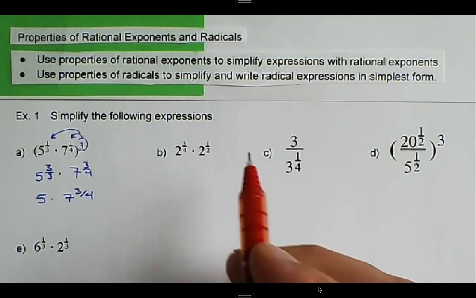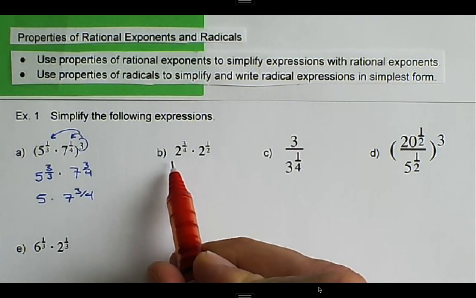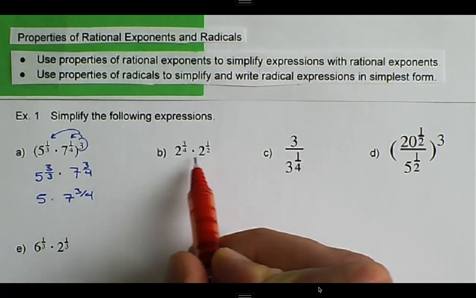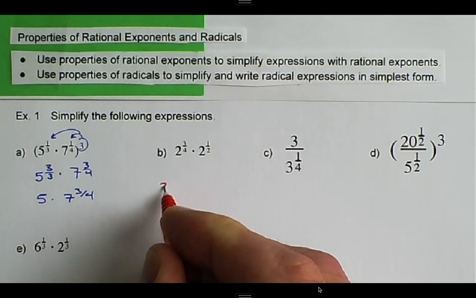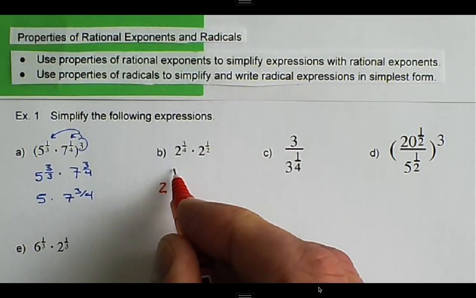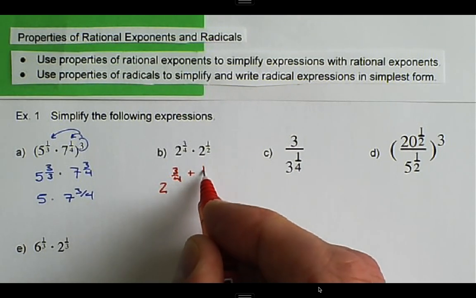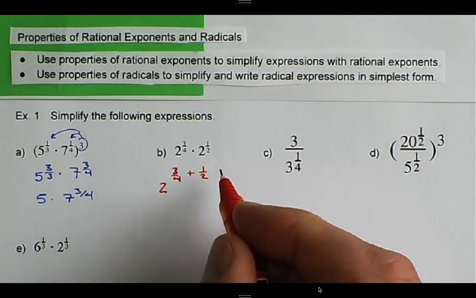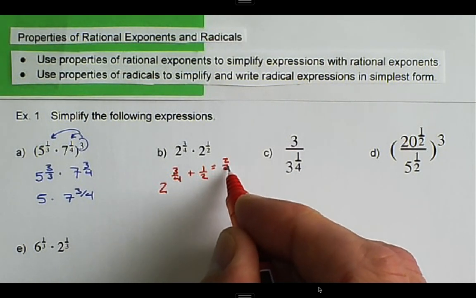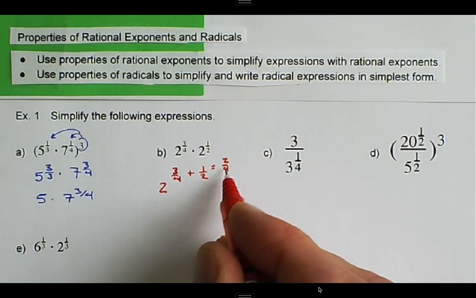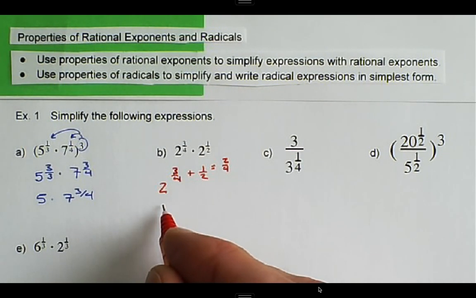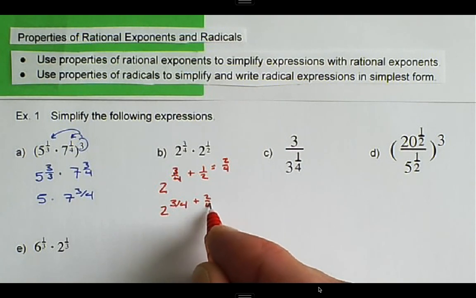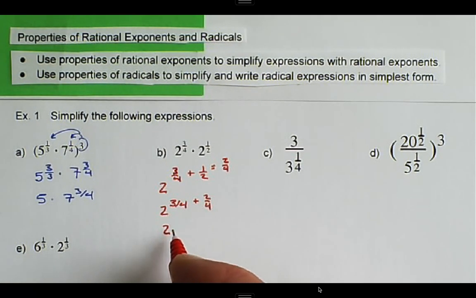Next example, we have the same base where we have two different exponents joined together by multiplication. So a way that we can rewrite this is we can write just one base, and then we can take our exponents and add those together. So 3 over 4 plus 1/2. Another way that we can rewrite this 1/2 is as 2 over 4, so that we can add the two fractions together. We have to have a common denominator. So 2 to the 3/4 plus 2/4, and then this is going to be equal to 2 to the 5/4.